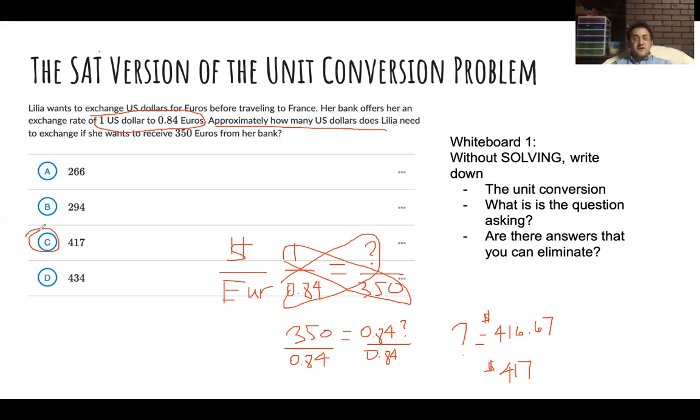Now, if I were forgetting to set up a proportion, we could see that when I exchange the dollar for the euros, so if I'm putting like $500 and I'm going to the bank to get euros, they're going to give me fewer euros. So that means that I need more dollars for the same amount of euros. So I would need to have more than $350 to get 350 euros. So one could easily eliminate two answer choices just with that reasoning.